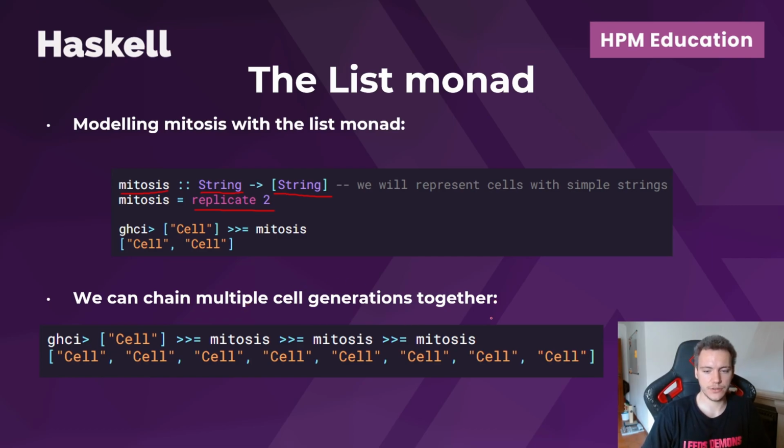On the other hand, if we chain multiple cell generations together, so we start with one cell, we bind it to mitosis, and then the result of that is again bound to another mitosis and another mitosis, then all of the cells in the lists go through this process of mitosis, and we end up with more and more cells. So the first mitosis, the first generation, is going to create 2 cells. Then the next generation, each of those 2 cells is going to create 2 cells. So we end up with 4, and then the next generation is going to take 4 cells, and the final result is 8 cells, right? So that's how chaining or binding operations on lists works with the monad bind operator.